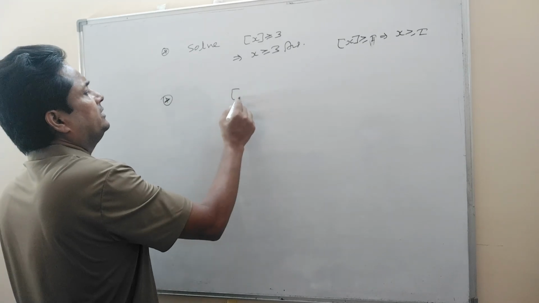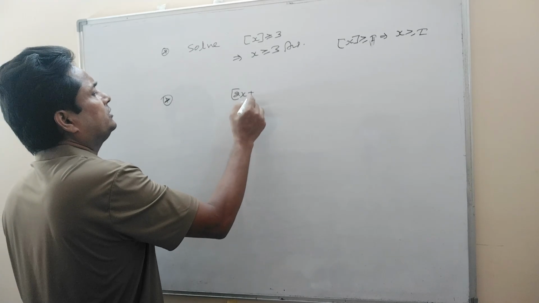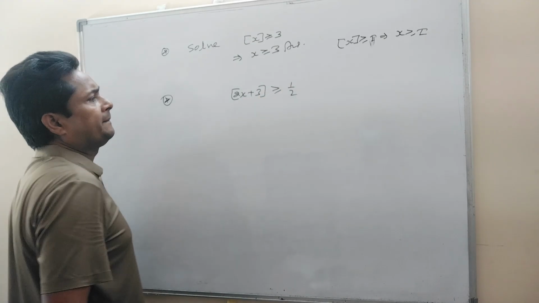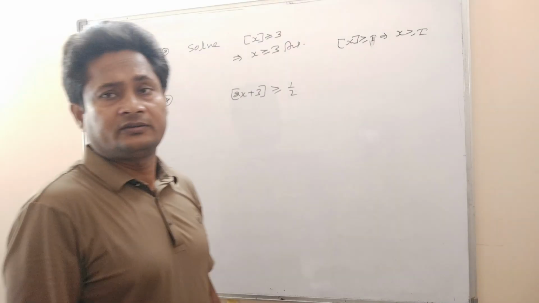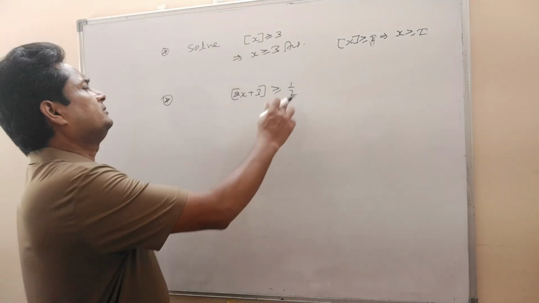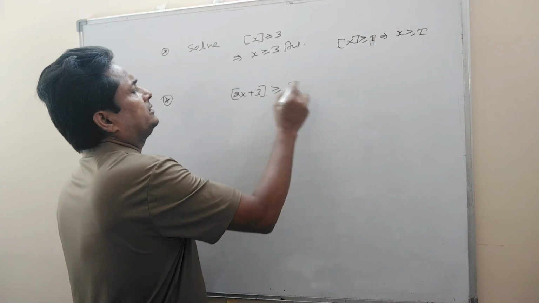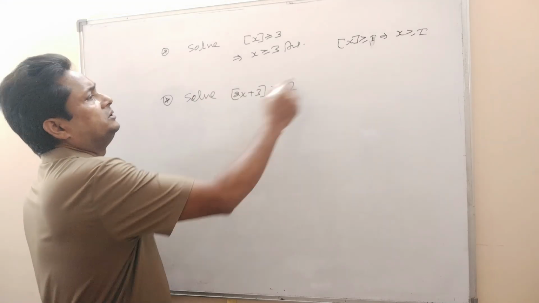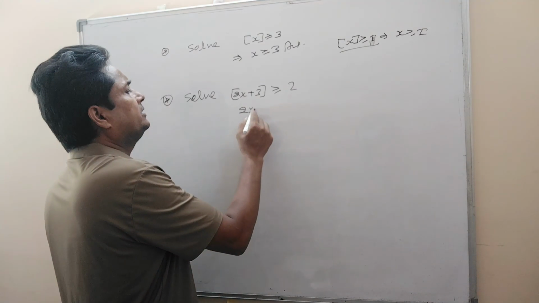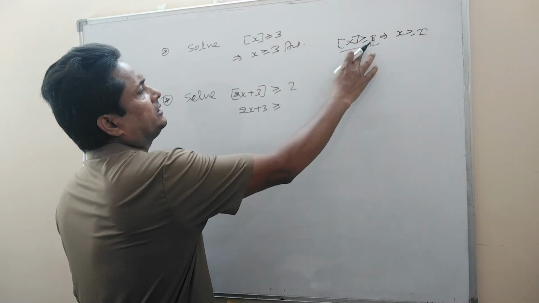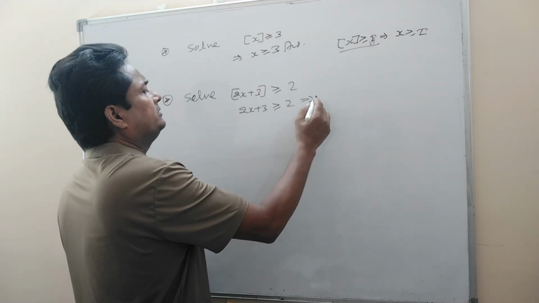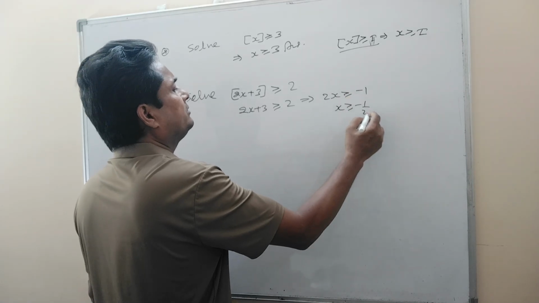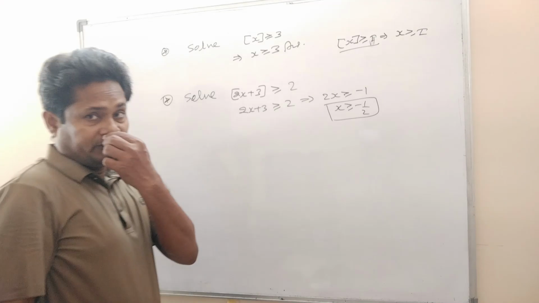Now next, greatest integer of 2x plus 3, let's say greater than or equal to 2. Then how will you solve this question? Use this property. Then this can be written as 2x plus 3 greater than or equal to I, that means 2. Then from here 2x is greater than or equal to minus 1 and x greater than or equal to minus 1 by 2. So this will be your answer.